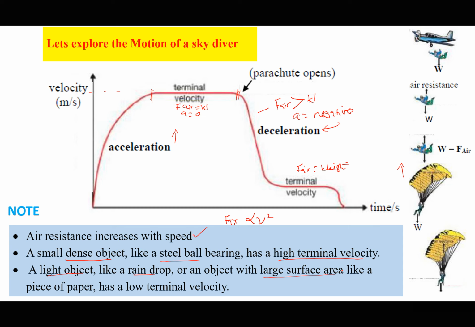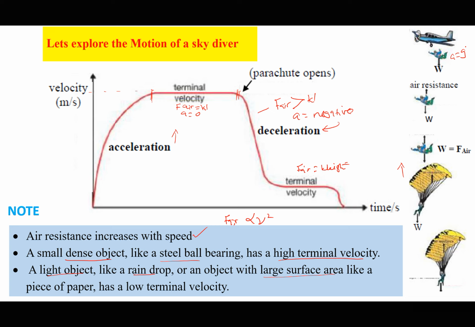So when he steps out of the plane, the vertical velocity is 0 initially. So the air resistance is also 0. So here, vertical velocity is 0, the air resistance is 0. When he just steps out of the plane, this means the only force acting here was the force due to gravity, which was the weight. So the acceleration here was equal to only g.